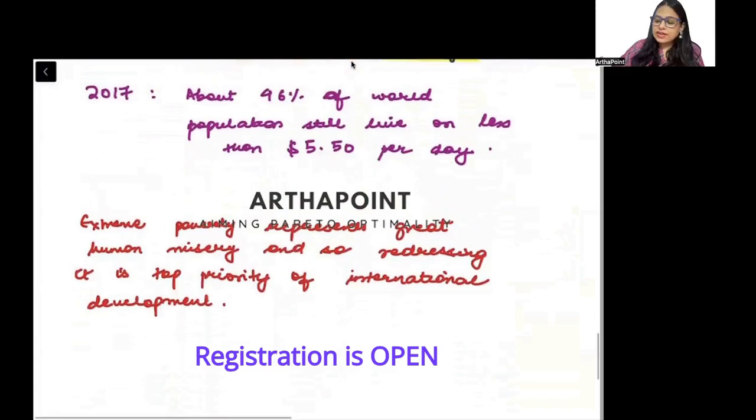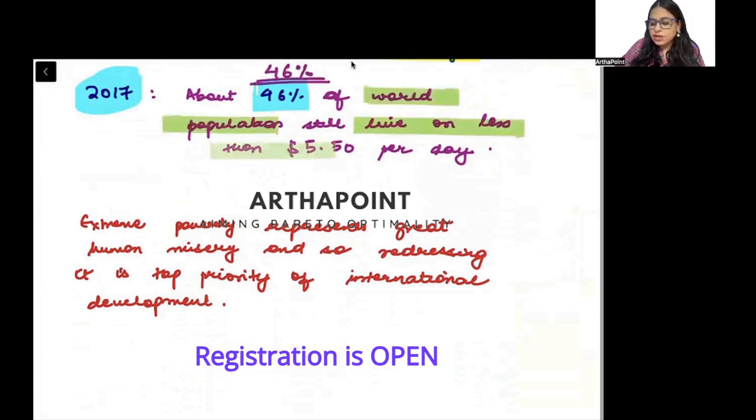It has been seen that in 2017, about 46%, this is 4 and 6, 46% of the world population was living at less than $5.50 per day, right?